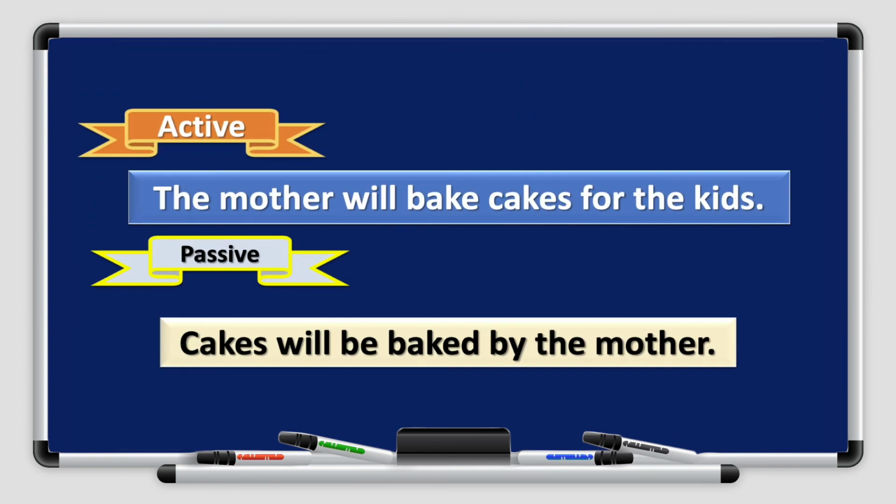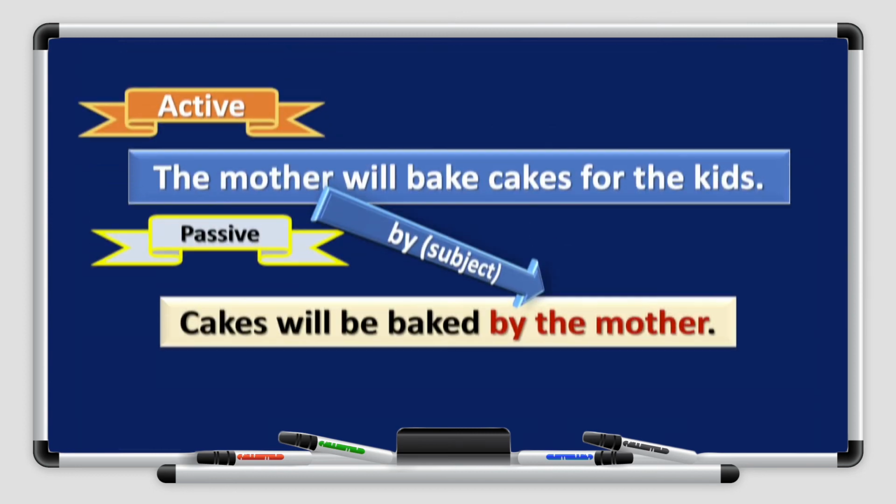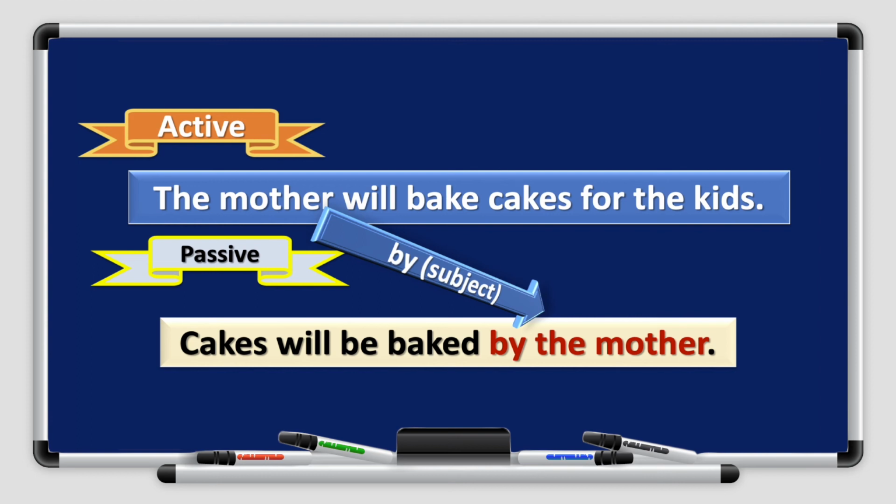Let's look at an example. The mother will bake cakes for the kids. Where's the object in the sentence? Excellent. Cakes. So we will start with that for our passive sentence. Cakes will be baked by the mother. Will is our modal verb. Don't forget to include be, followed by verb 3, past participle, and finally by the subject.